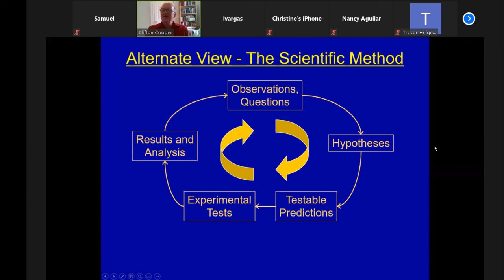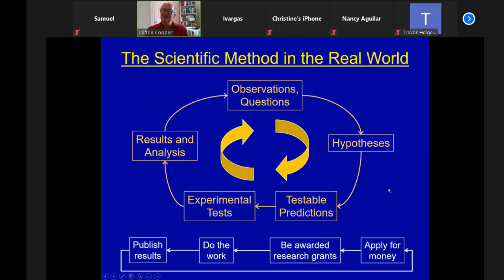I like to look at it in this cyclical manner because, in a way, it is a cycle. You go through the testing, you come up with the results, and that almost always generates more observations and more questions. You look at the back of a scientific paper, they almost always finish up saying, we need to do more research on this part and this part. And partly that is an appeal to get more funding, because funding is what powers this. In the real world, it needs money.